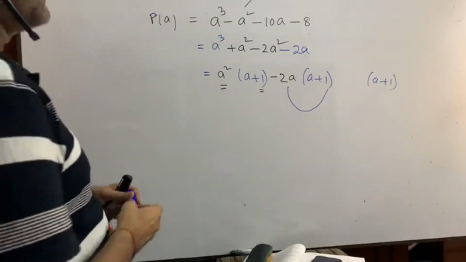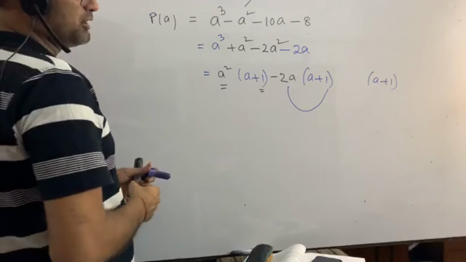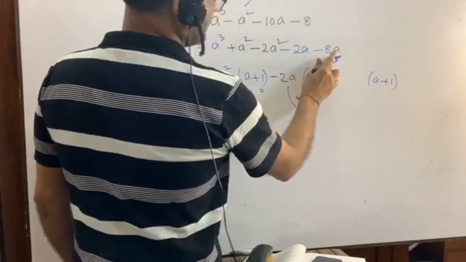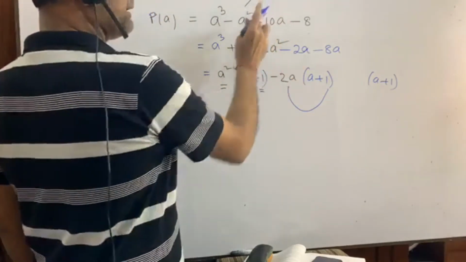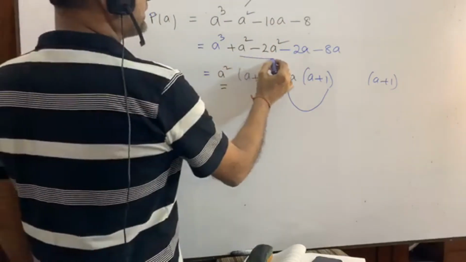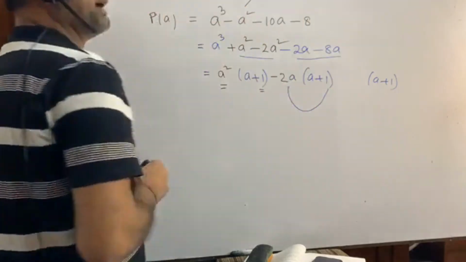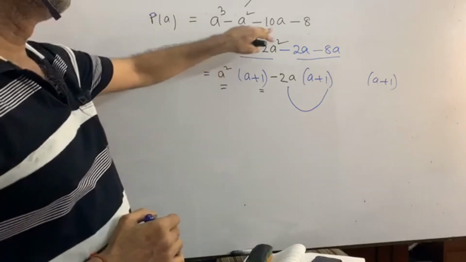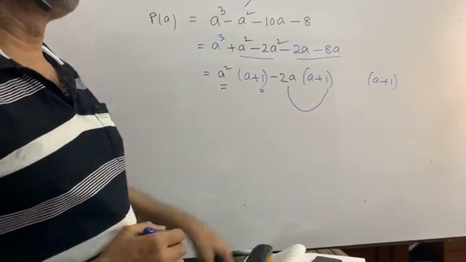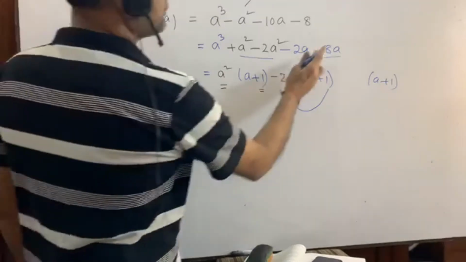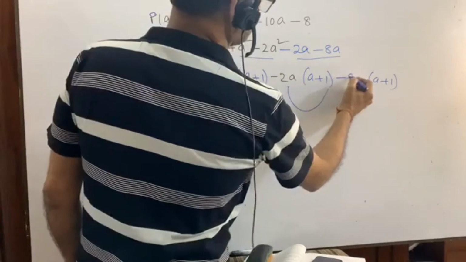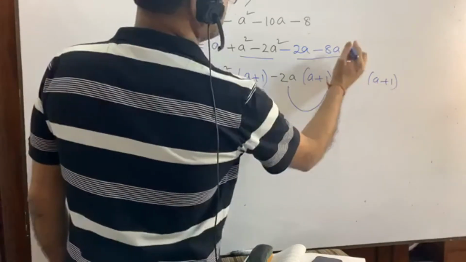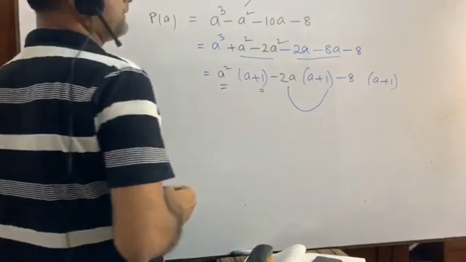But in the first line we have minus 10a. Then what we need here? We need another minus 8a. This minus 8a and this minus 2a will make minus 10a. This is known as vanishing method. Here these and these have been vanished. Have you seen? A square, it has been vanished here. Minus 10a, it has been vanished here. Okay. Anyway, this is minus 8, so I have to write minus 8 into a, minus 8a, minus 8 into plus 1, that is minus 8. Okay.